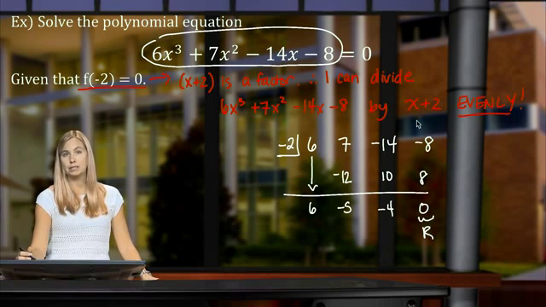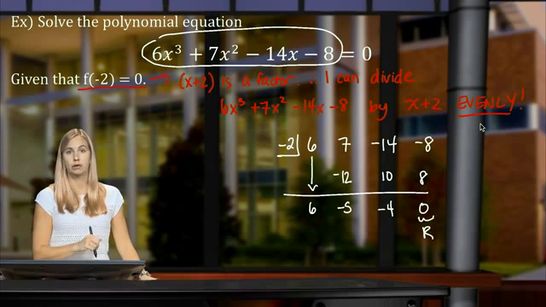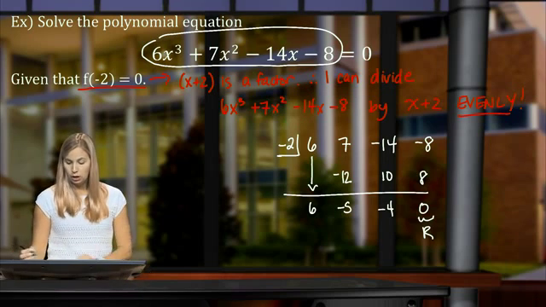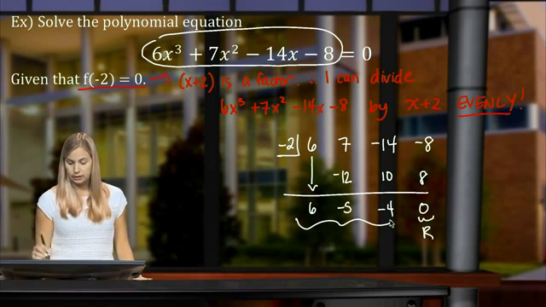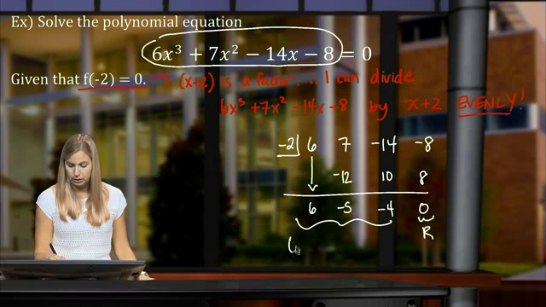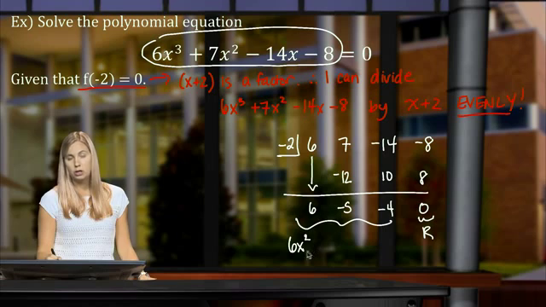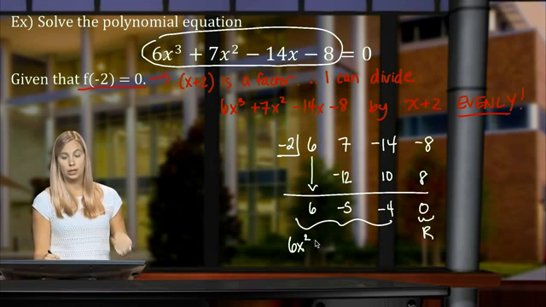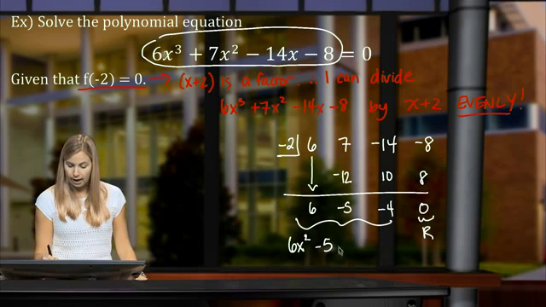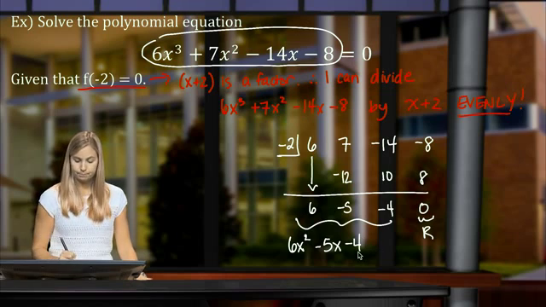Because I knew that x plus 2 is a factor, I knew it was going to divide evenly, so I knew I would get a remainder of 0. So what do these values give us? If you remember, that gives us the polynomial 6x squared, because we started with x cubed. When we divide, we end up with a degree 1 less, minus 5x minus 4.